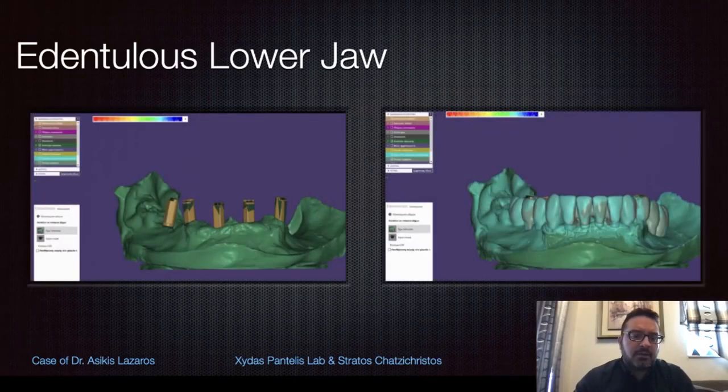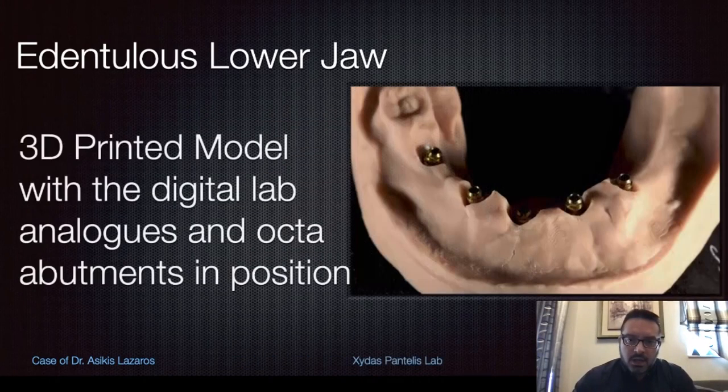This was the file that was created. We put it into the ExoCAD software. We changed the scan abutments with the RP analogs. This is the file on the right that shows us how the implants should be in the mouth. We printed the model with the RP analogs and the Octa abutments in position, so the next lab can use this file and make the provisionals and trim and make the holes into the provisional denture.